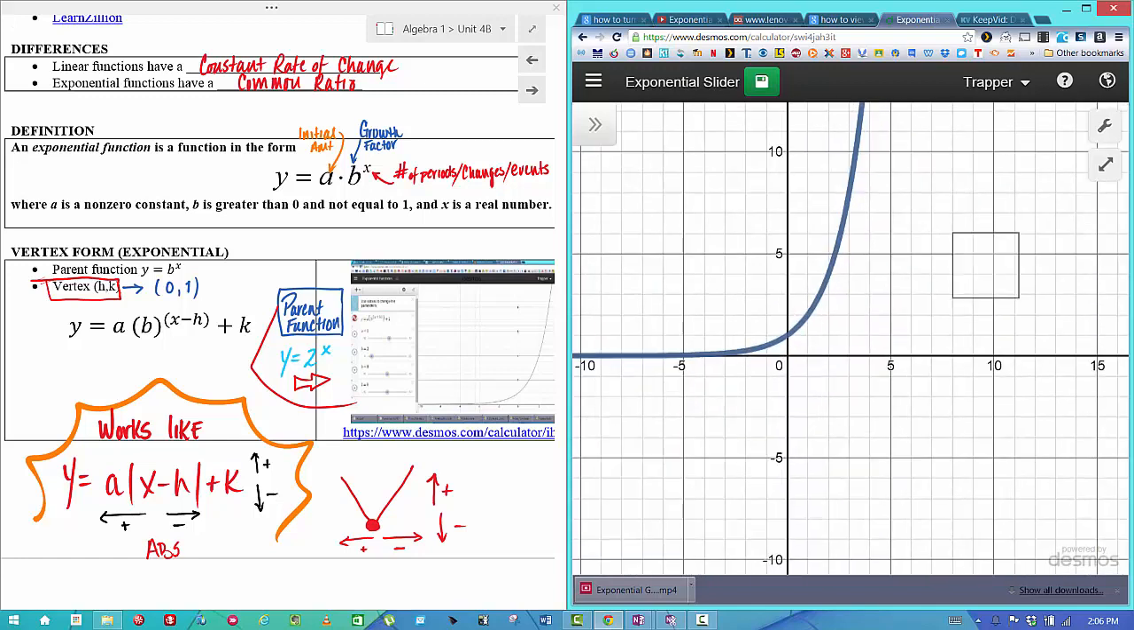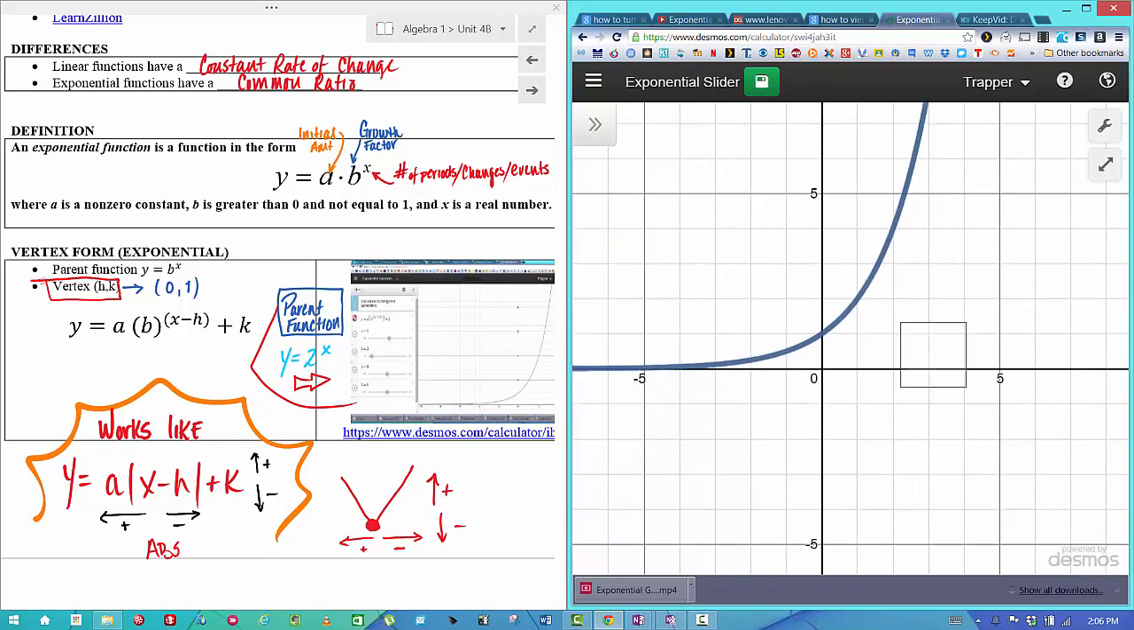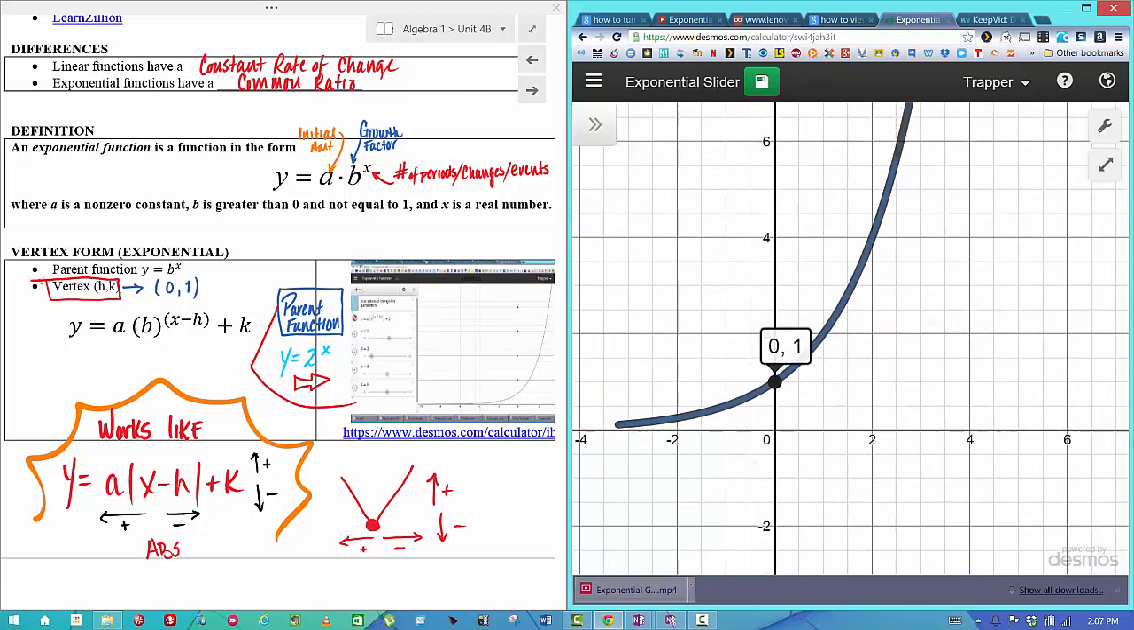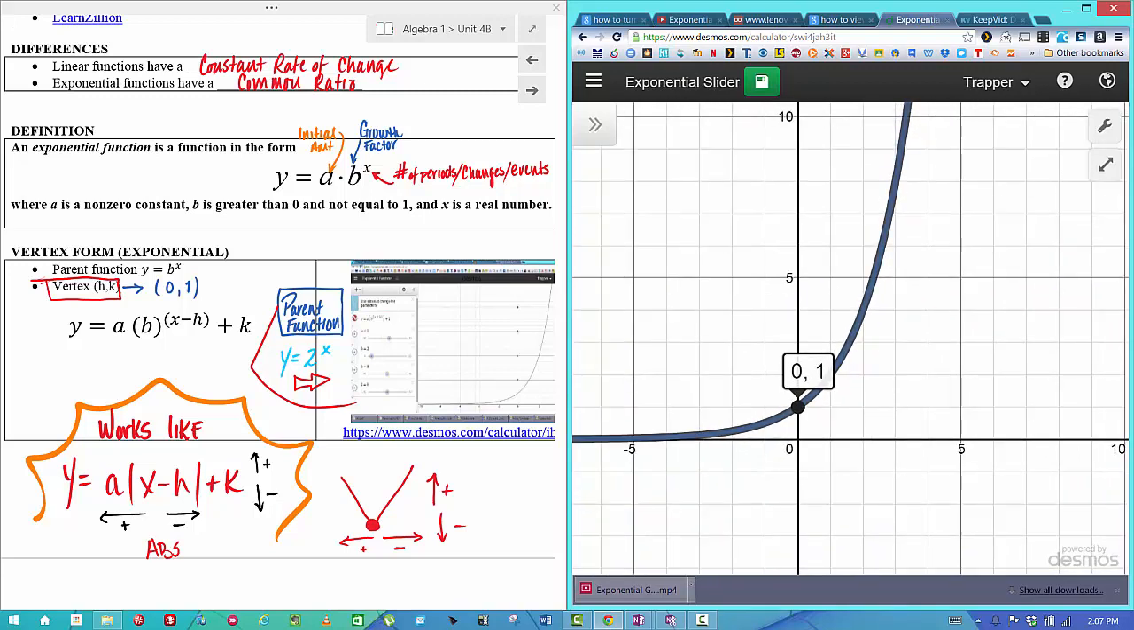So there is no real vertex for this, but you'll notice that there's a common point here. And if I zoom down to it, you'll notice I can highlight it there. For an exponential function, our vertex will be the point with x coordinate 0 and y coordinate 1. So (0, 1) will count for our vertex for an exponential function.